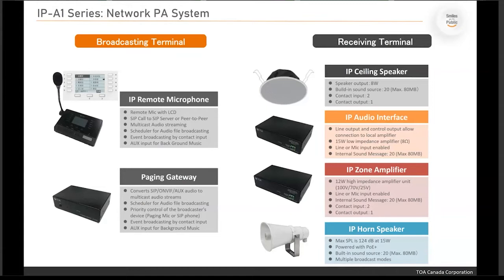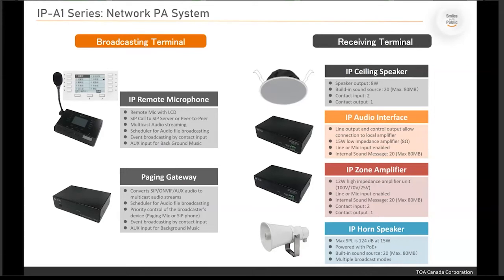So in case we have paging microphones, more than one paging microphone, or a combination of paging microphones and SIP phones, the paging gateway will do priority control over these devices. So these are the main two broadcasting terminals that we provide. Now, in terms of receiving, we have two types of products. Either it's a speaker or it's a box that can do something different.